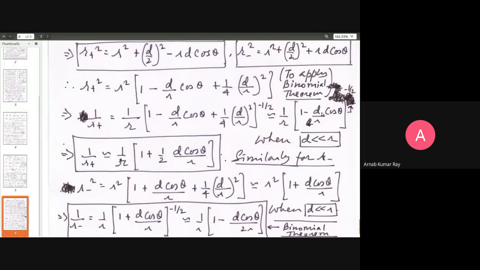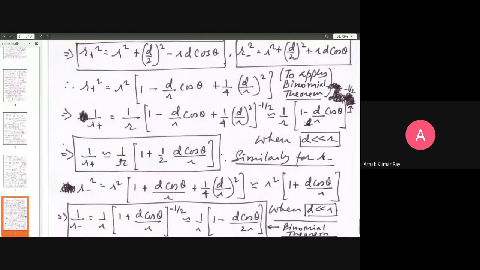So when you have this thing, 1 by r plus is approximately equal to 1 by r into 1 minus d by r cos theta. This term you have neglected. What's the next thing that you're doing? You are applying the binomial theorem now.